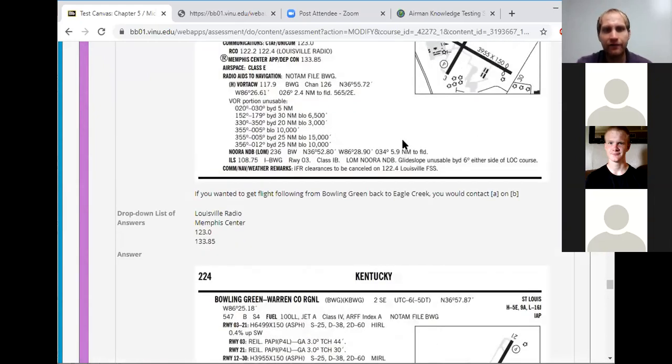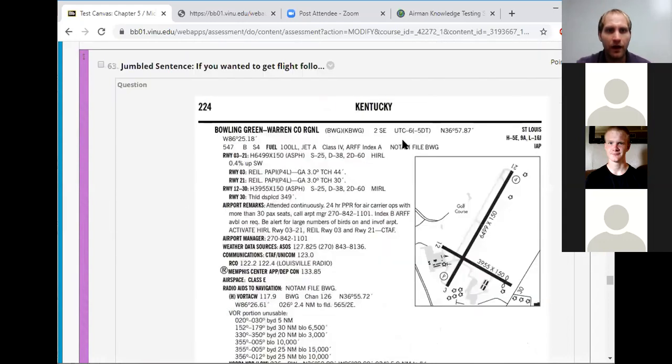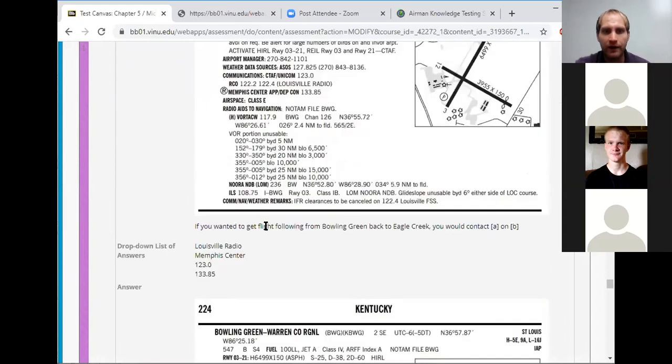Okay, here's another AFD question. If you want to get flight following from Bowling Green back to Eagle Creek, you contact blank on blank. So you had option choices like Louisville Radio, Memphis Center. It could be like 123.0, 133.85. The idea is, who are you going to contact to get flight following?